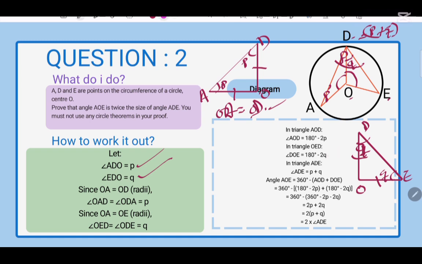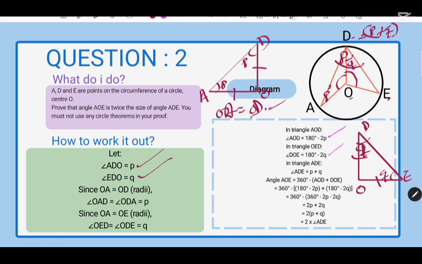Now we have sorted out this and this one. Now in triangle ADE, let's check the triangle together. That is the bigger triangle ADE. What can we say there? Angle ADE is P plus Q. We have seen it already. I just said that the angle at D is P plus Q. That is sorted out already.